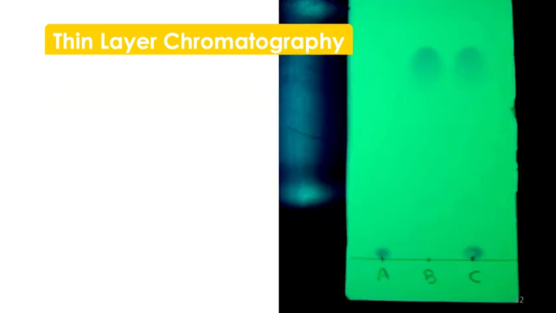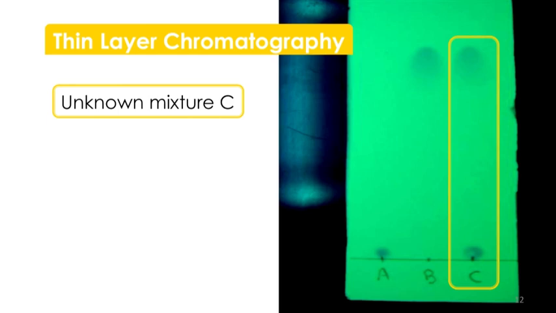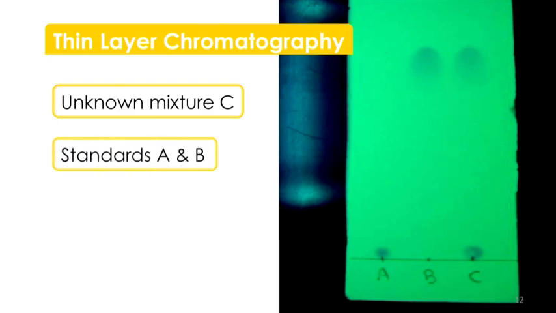So here's a typical TLC plate. It's visualized under UV light, and our unknown mixture that we're analyzing is lane C. And as you can see, the TLC of lane C shows two spots. So probably there's two compounds in here. Now, we're comparing lane C to two known standard compounds. So compound A, compound B, we know what they are, we have spotted them on the TLC plate, and we can see that the two spots in lane C correspond to compounds A and B.